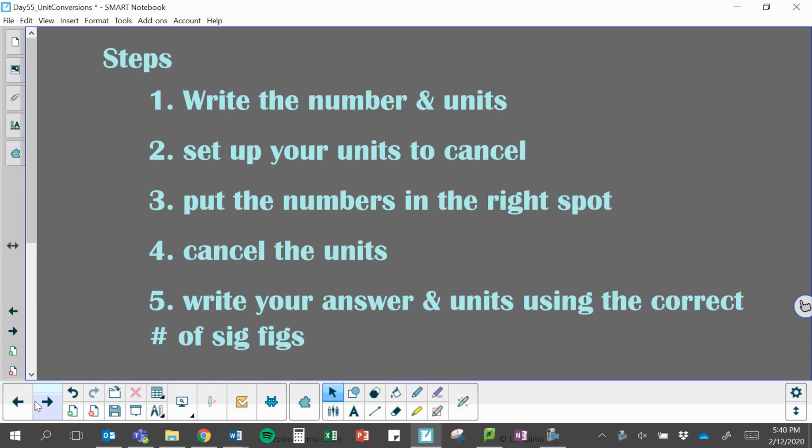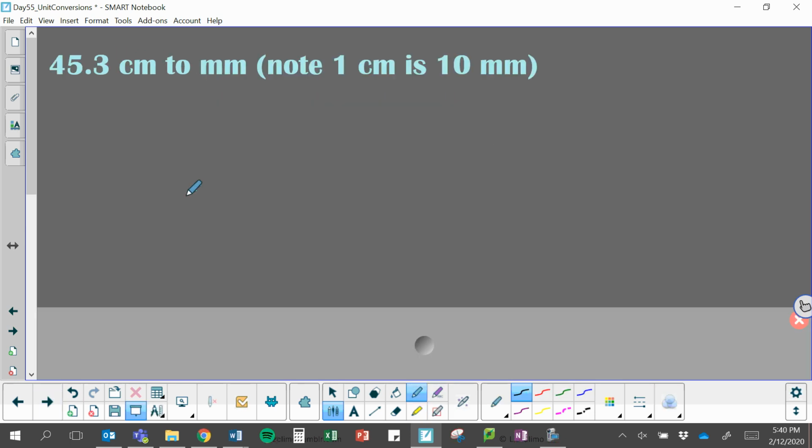And as we had here in our steps, we're going to start with step number 1, and that is to write the number and the units. So our number here is 45.3 centimeters. So we're just going to write that here, 45.3 centimeters.